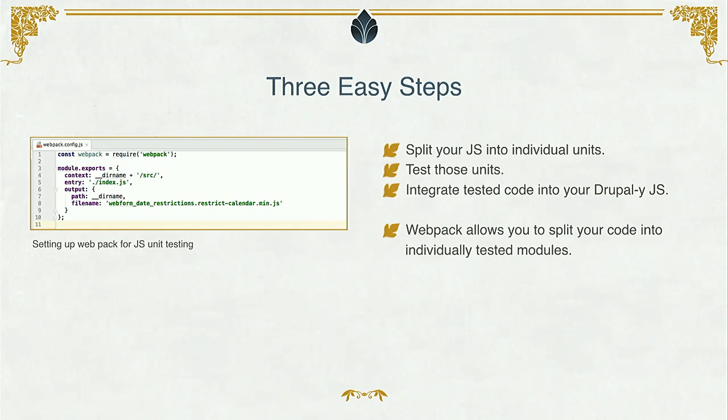To do that, there is some setup, though. You need to follow these steps. First of all, you need to draw boundaries in your JavaScript code, right? You need to recognize that something could be an individually testable unit. You need to split that out into a JavaScript module. Then you can test those units in isolation, and then you need to integrate them back into your Drupal code. Webpack is a tool which allows you to do that. I realize that sounds really complicated, but it's not. I've got an example.